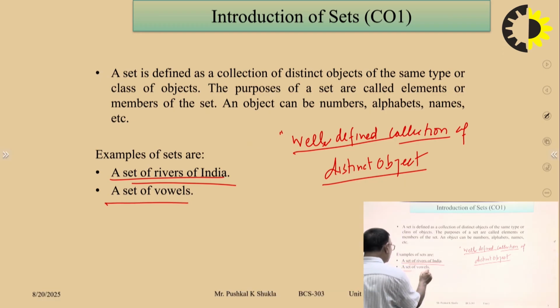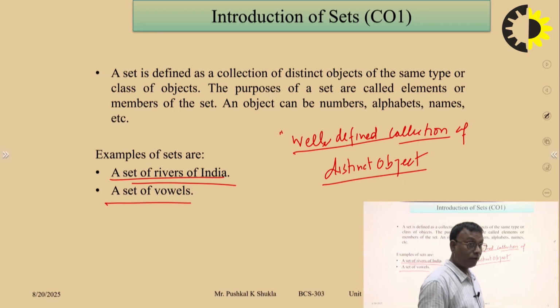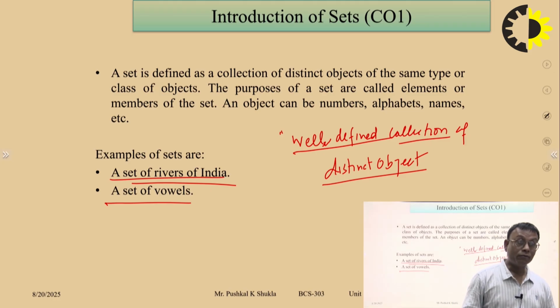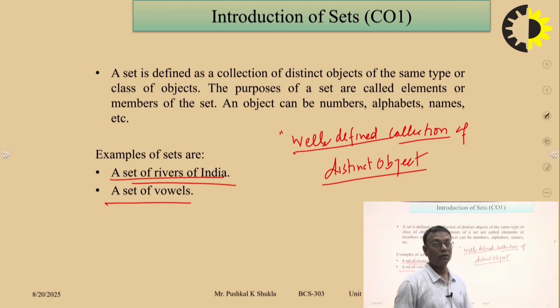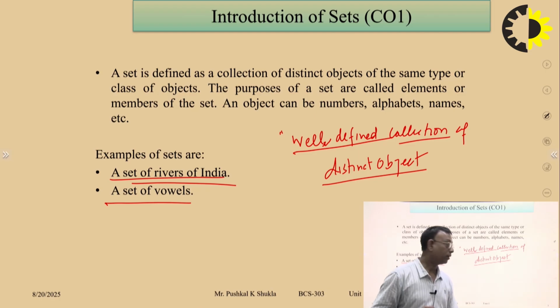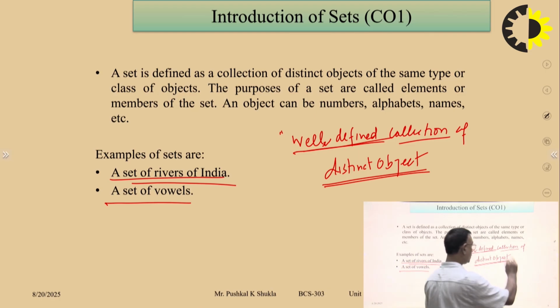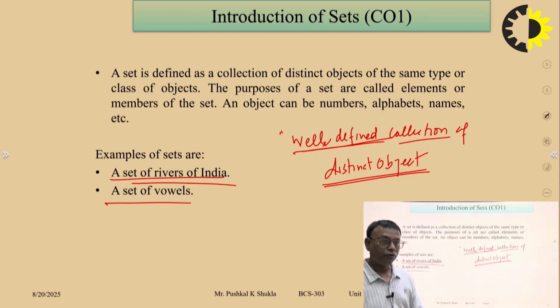Second, if you talk about the set of vowels, definitely everyone knows A, E, I, O, U are the vowels of the English alphabet. So everyone understands the elements of this set. So it is a well defined collection. This is a well defined collection of distinct objects: A, E, I, O, U.